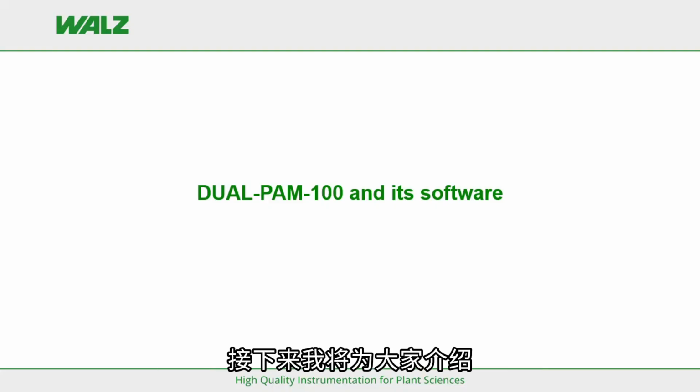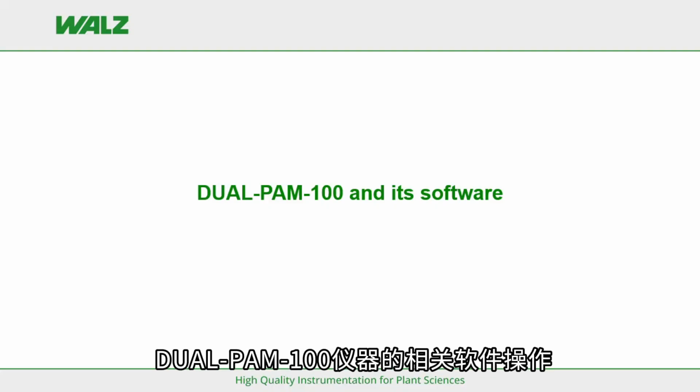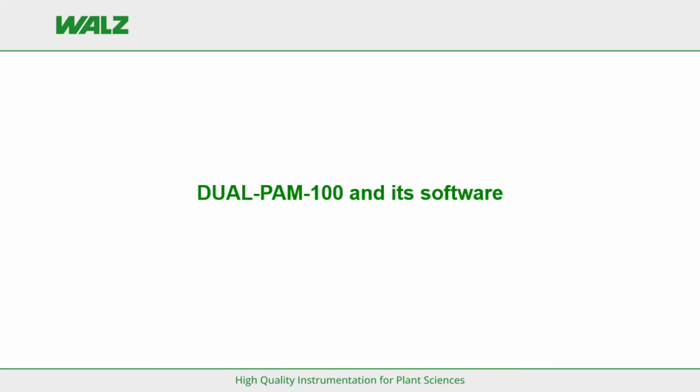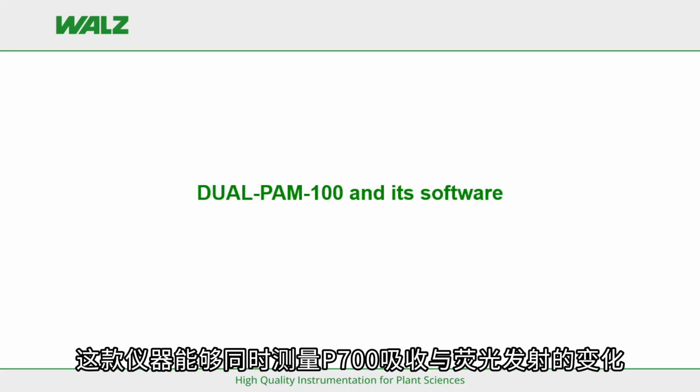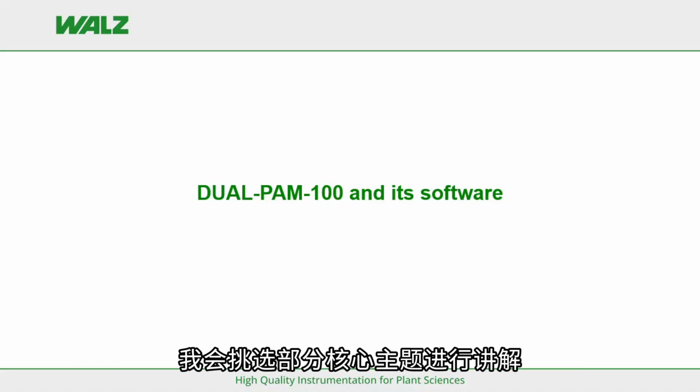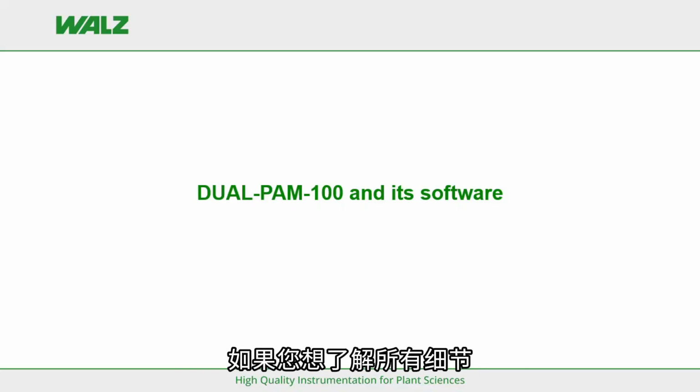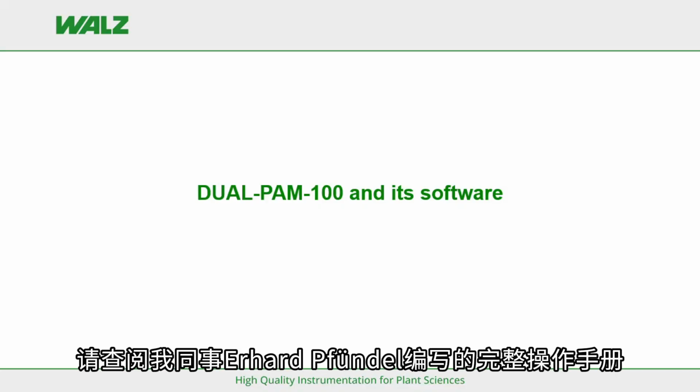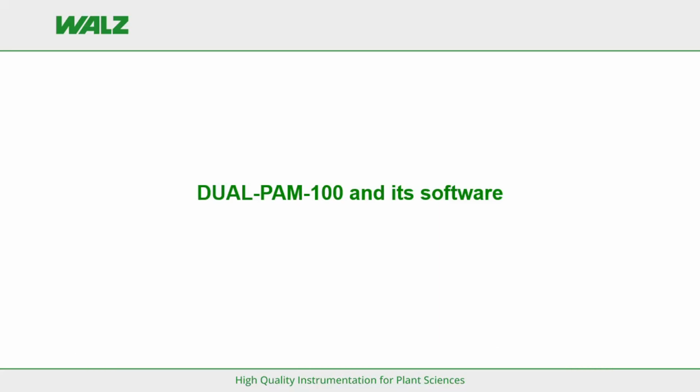I will guide you in the following presentation through the software of the DUAL-PAM-100, which is an instrument for the simultaneous measurement of P700 absorption and fluorescence emission changes. I will discuss a personal selection of topics. If you are interested in all the details, please read the comprehensive manual written by my colleague Erhard Fundel.